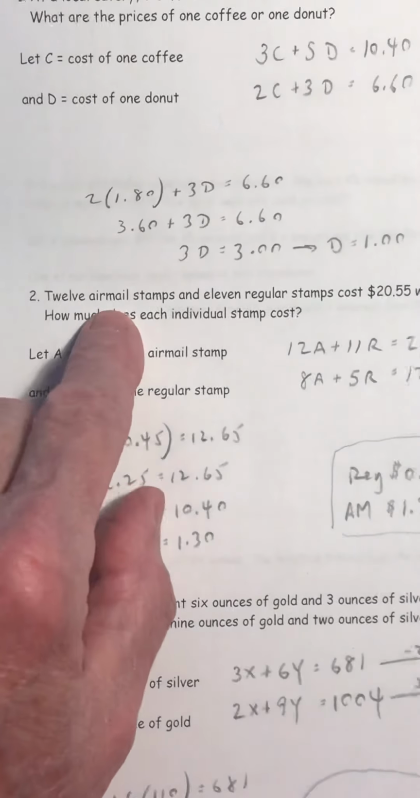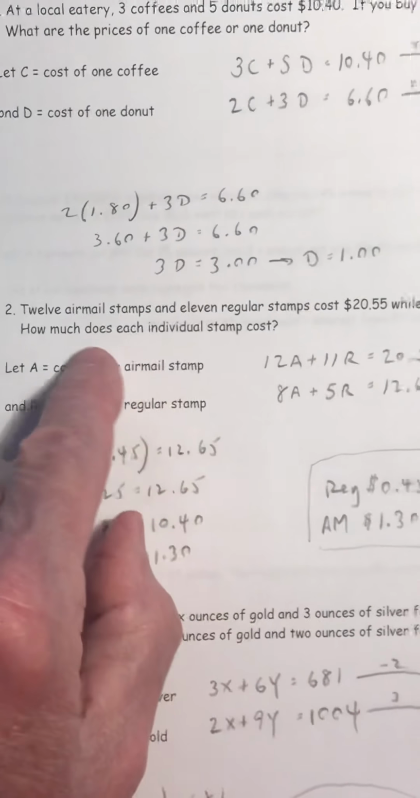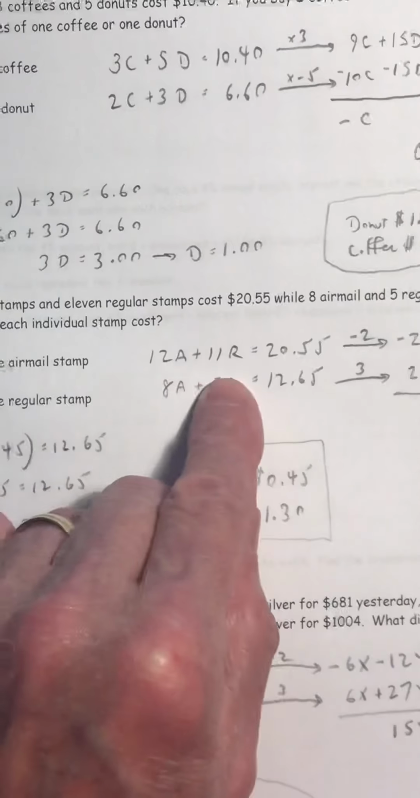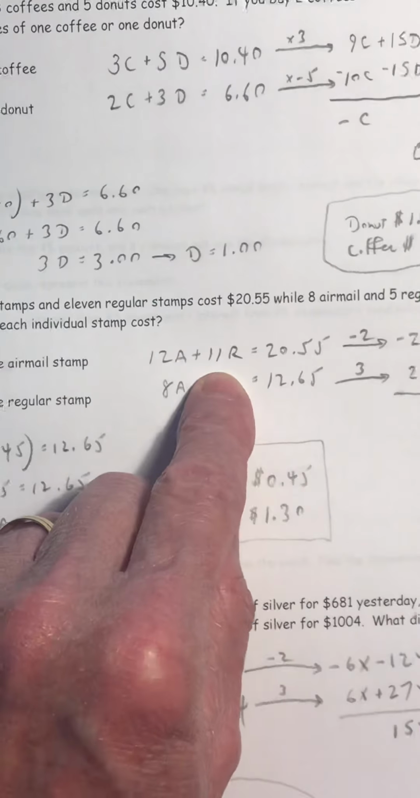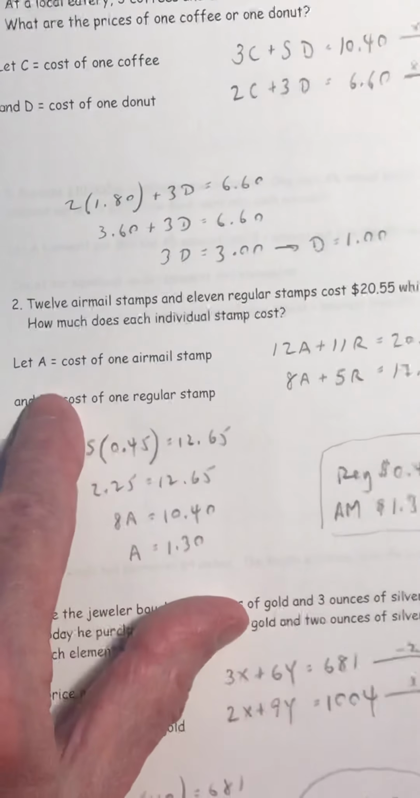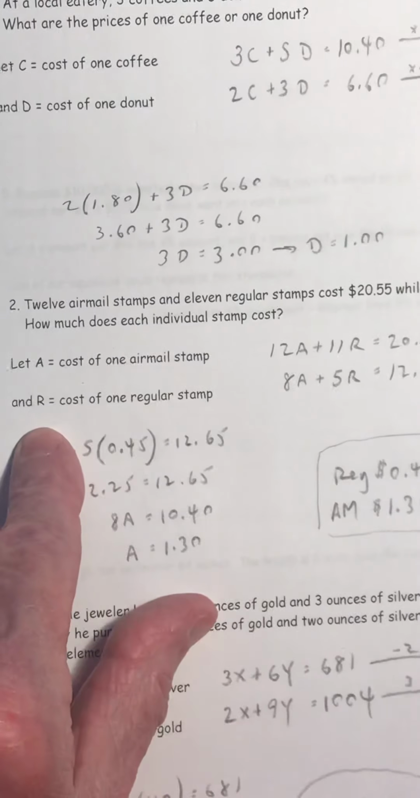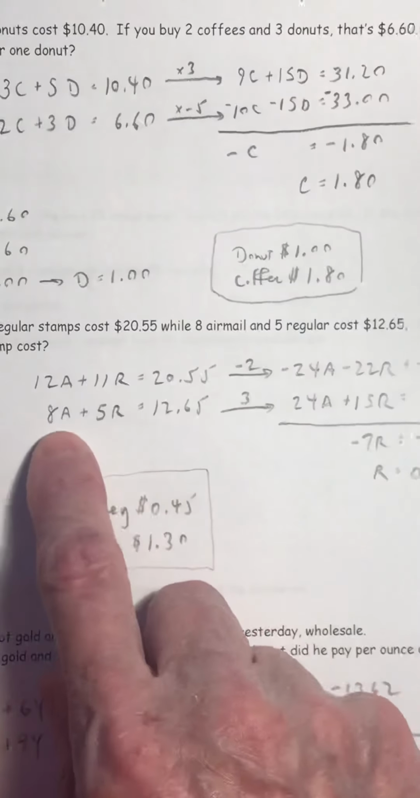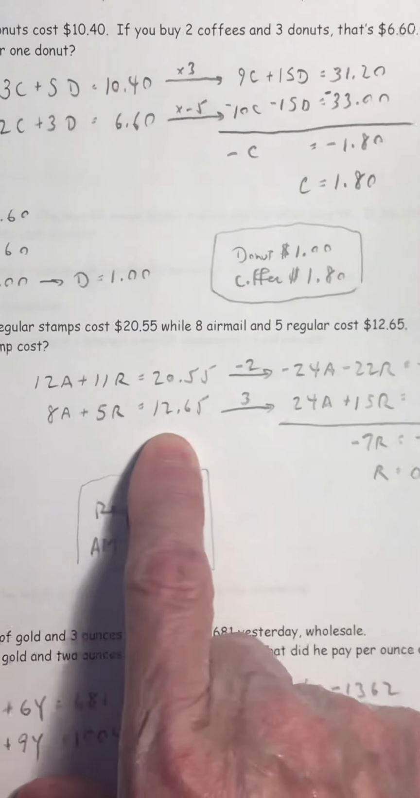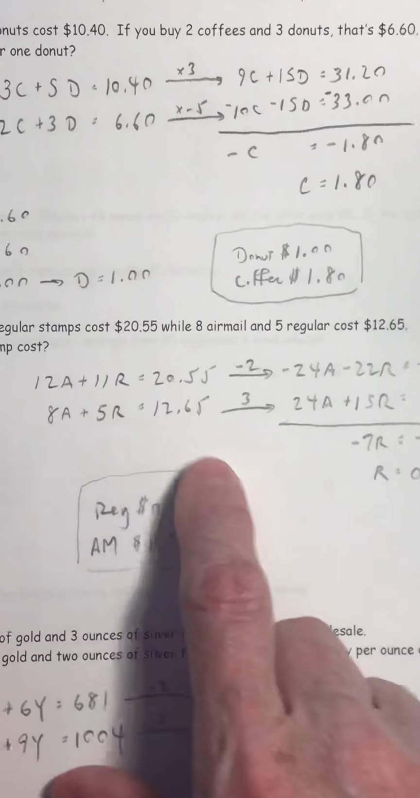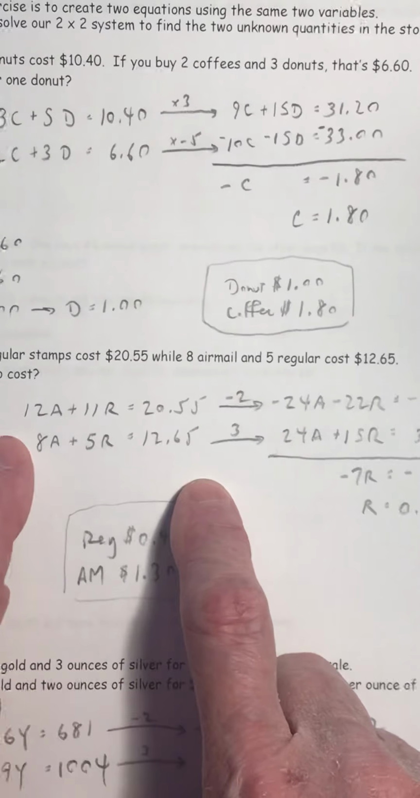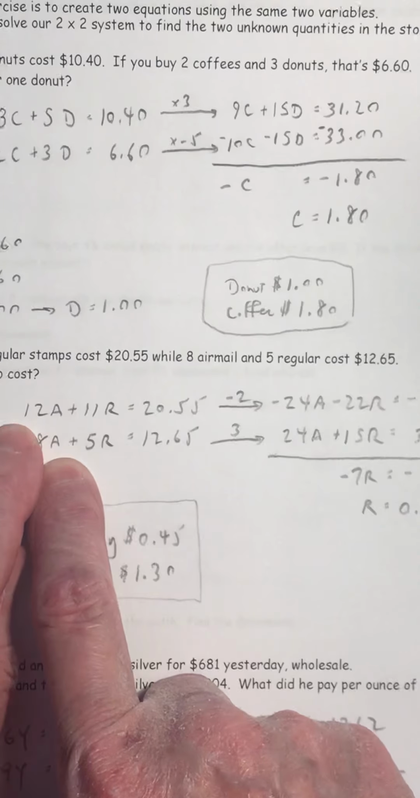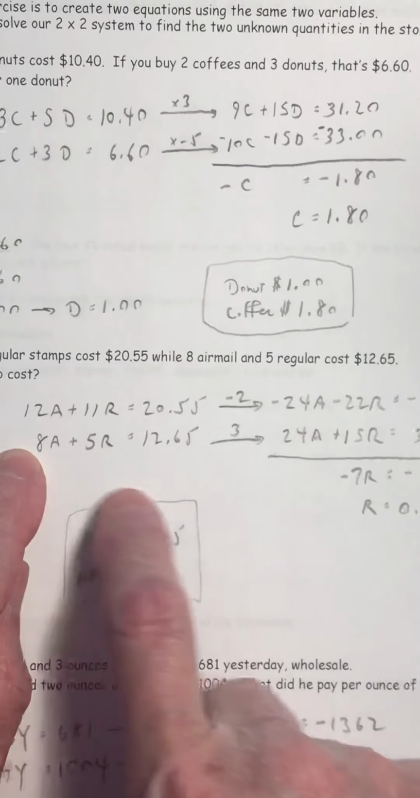We're buying airmail stamps and regular stamps, and 12 of the airmail and 11 regular costs $20.55. There's the equation. 12 airmail, 11 regular costs $20.55. As I said over here, A, the cost of one airmail, R, the cost of one regular stamp. And then the other purchase was 8 airmail, 5 regular was $12.65. And I decided on getting rid of the A's, so I could change this to a 24 or negative 24 and a positive 24 pretty easily.